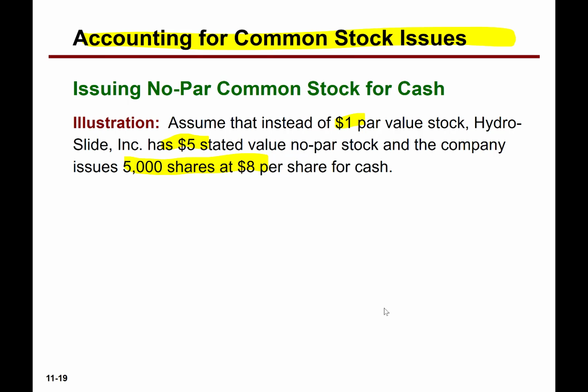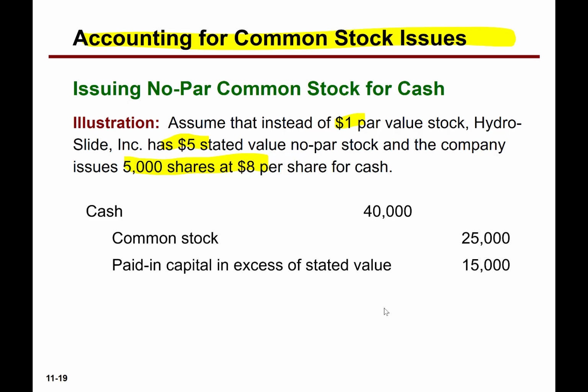So if it is $5 stated value and we sold it for $8 per share, and it was 5,000 shares, 5,000 times 5 is 25,000. That goes to common stock. 8 minus 5 is $3 per share times the 5,000 shares. The difference goes into what? Additional paid-in capital in excess of par. Or in excess of stated value. Okay? Who cares? All right?